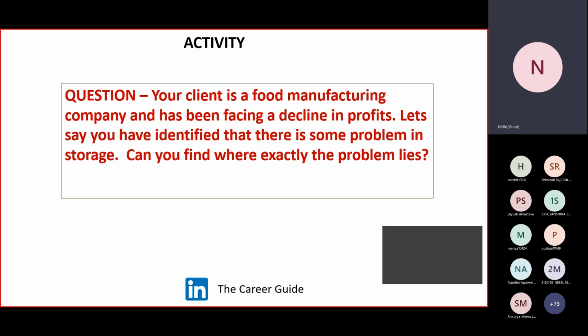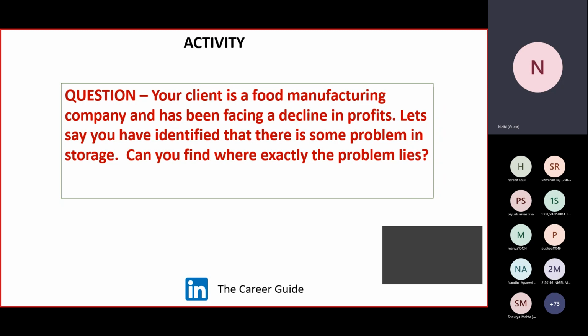If a question is asked in your interview, the question will be: your client is a manufacturing company and has been facing a decline in profits. Now you will talk to the interviewer, the whole discussion we did, and you have come to this point that there is some problem in storage. You found this out by discussing with the interviewer. Now you need to find where exactly the problem is in storage.